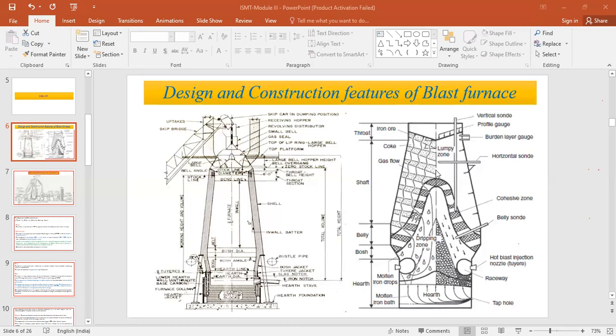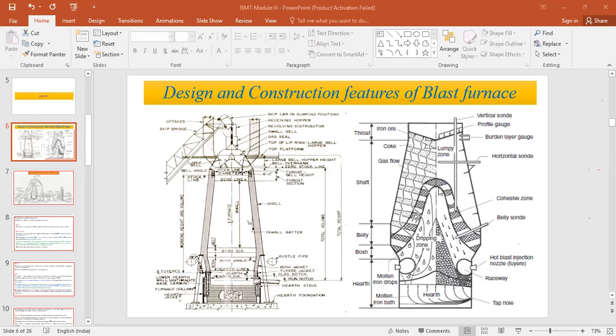And here again, within the blast furnace itself, we have divided the entire height into different zones. In the upper part, which we call the lumpy zone, the entire burden, whatever we have charged, will be in the solid form. And you have another zone, called the cohesive zone, where conversion of solid to liquid basically takes place. We also call this the lowest permeability zone inside the blast furnace.